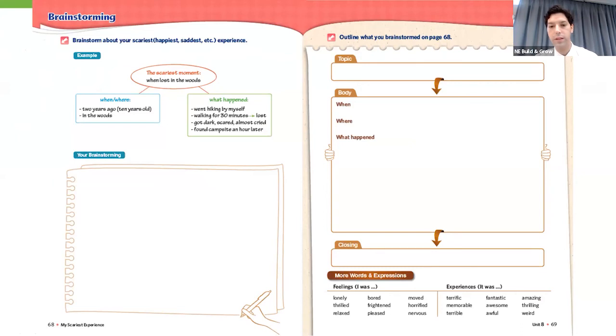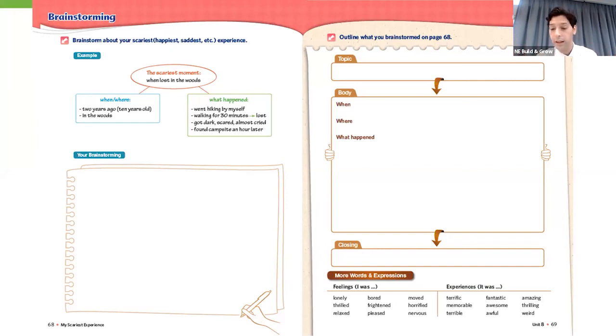So now we want our students to brainstorm their own idea for their own essay, right? So we've got our brainstorming mind map. And what they're going to do is write down their own ideas here. Then on the following page, they're going to organize those ideas according to the structure that we taught them, right? Topic sentence, body with 5 W's, and then closing.